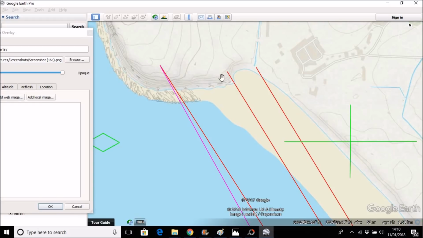So we have a 75 meter observation, a 25 meter observation height, and a 5 meter observation height. So we can use those figures when we're analyzing the images we get. Now let's have a look at the images themselves.